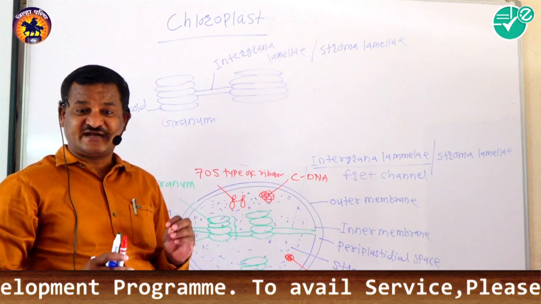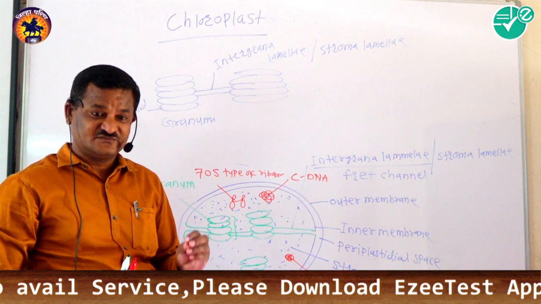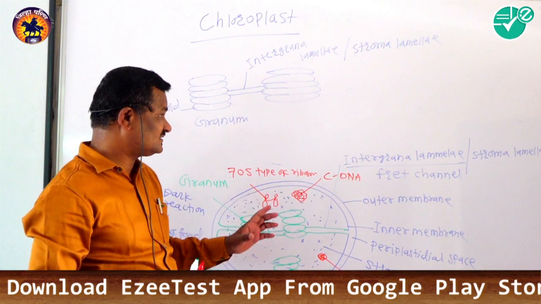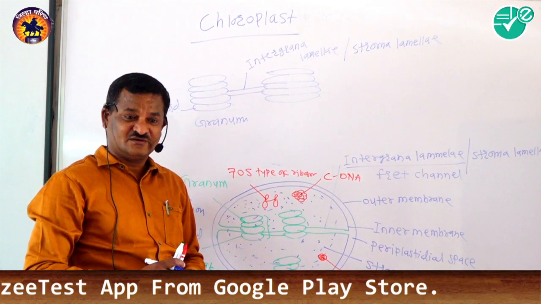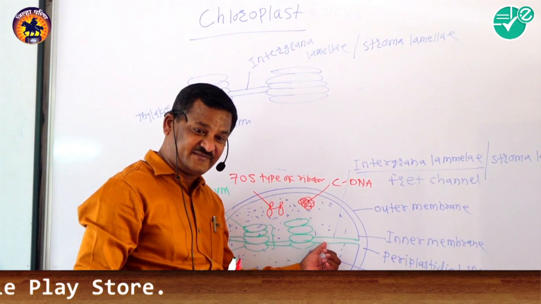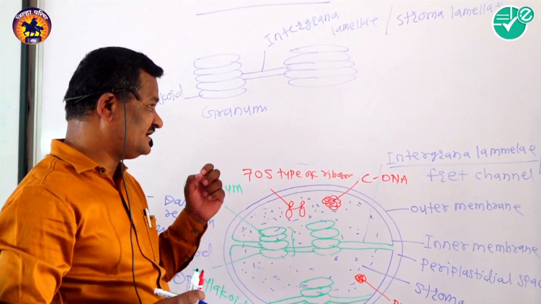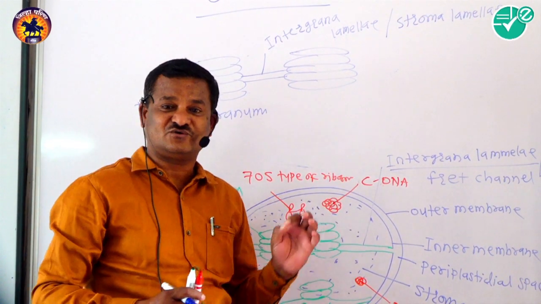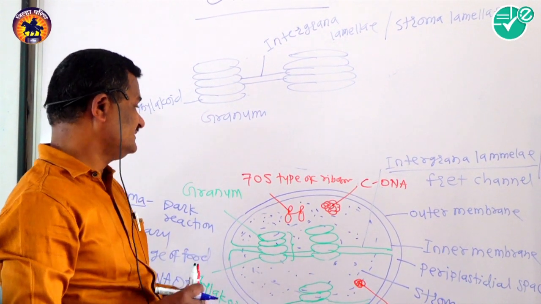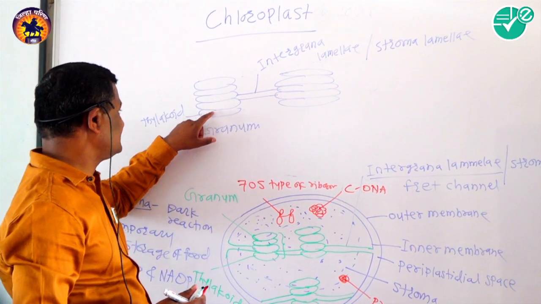Intergrana lamellae is the site of carbon dioxide fixation. Carbon dioxide fixing enzymes are present in the intergrana lamellae or the stroma lamellae. PS I is also present in the intergrana lamellae. It connects two grana. Then grana are made up of a large number of flattened sacs.